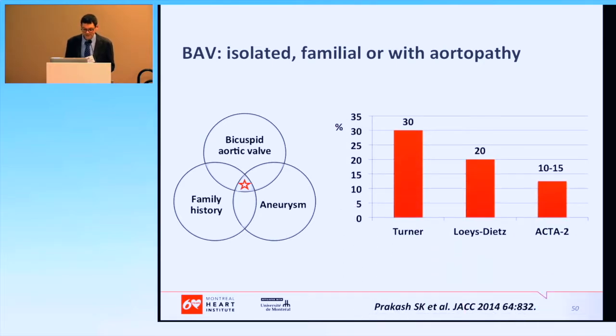It's also seen in up to 30% of patients with Turner syndrome, about 20% of patients with Loeys-Dietz syndrome, 10 to 15% of patients with ACTA2 mutations. So if you see a bicuspid aortic valve, it's certainly worth looking for any suspicion of these conditions.